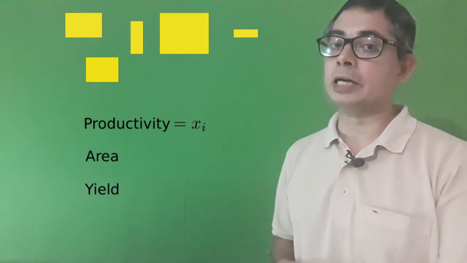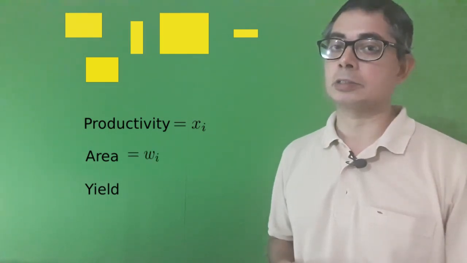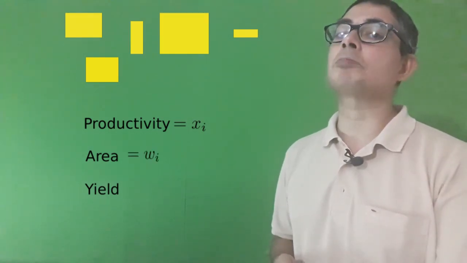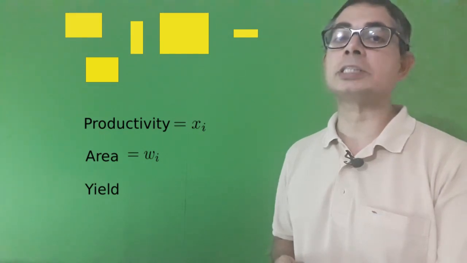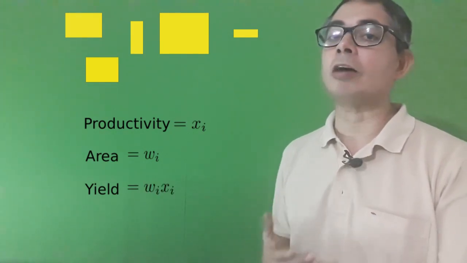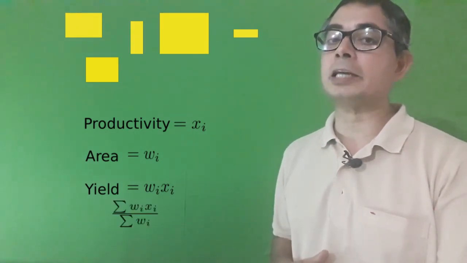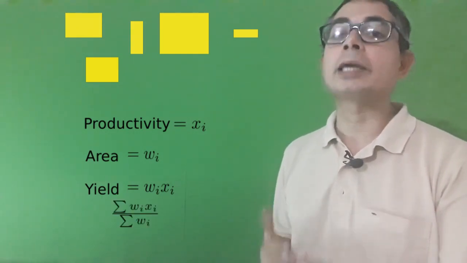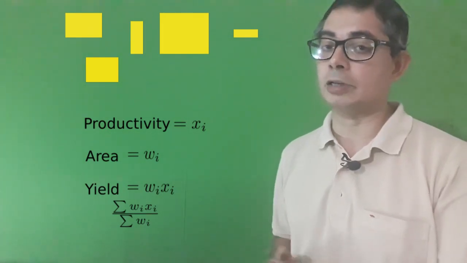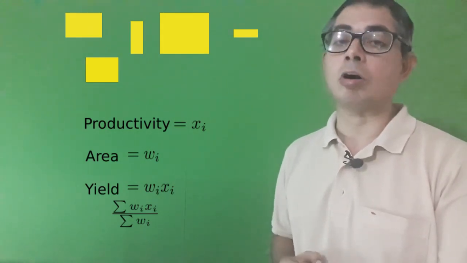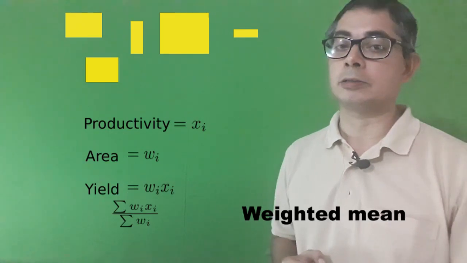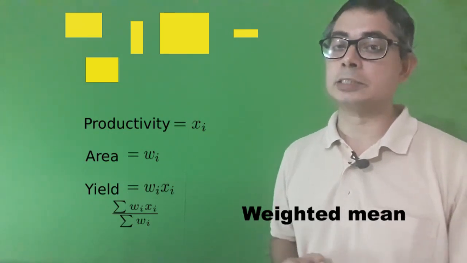Let's call the areas Wi's. We shall first multiply the productivity of each plot with its area to get the yield of that plot, sum these to get the total yield, and divide by the total area to get the overall productivity level. This formula is called the weighted mean. Let's see this in action.